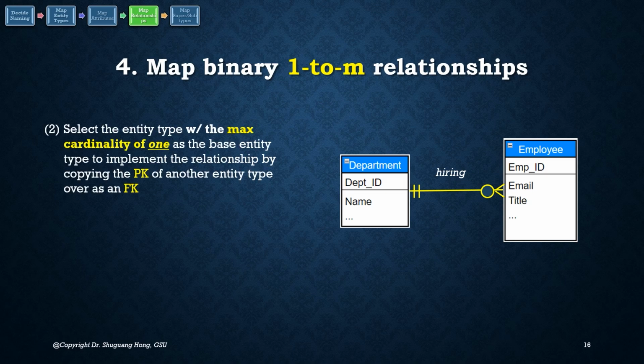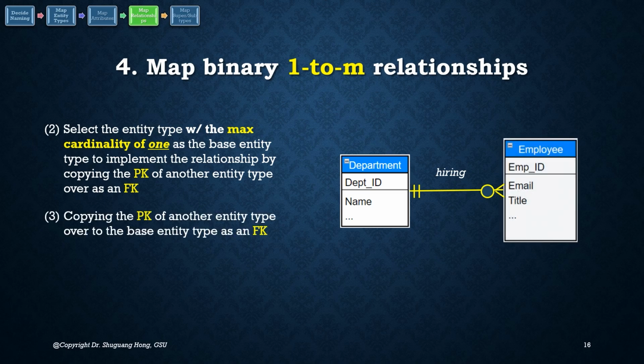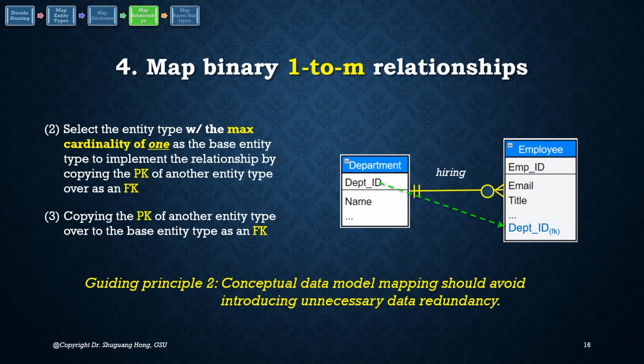The entity type with maximum cardinality of 1 should be used to implement the relationship, i.e., insert the foreign key. In our example, employee has the maximum cardinality of 1. The primary key of department is inserted into employee as the foreign key, department ID, that references back to the primary key. The mapping rules considered the second guiding principle. Conceptual data model mapping should avoid introducing unnecessary data redundancy. Let's explain this design principle in the next slide.